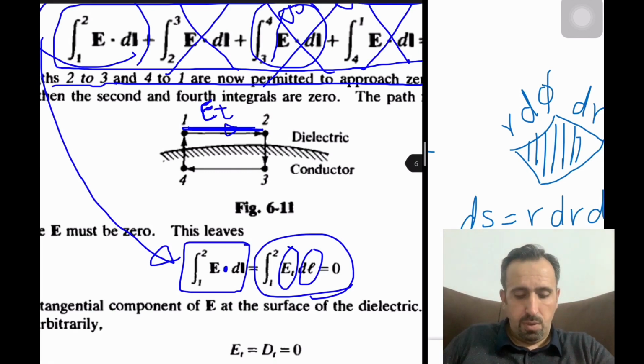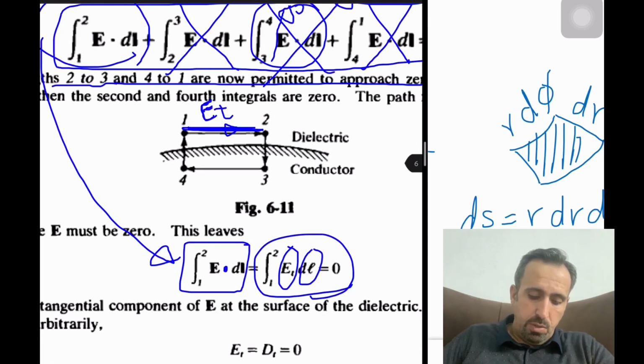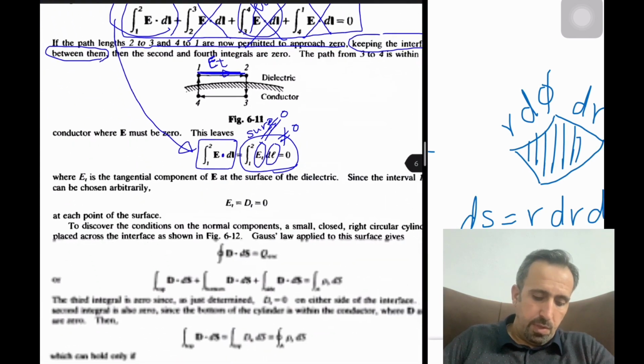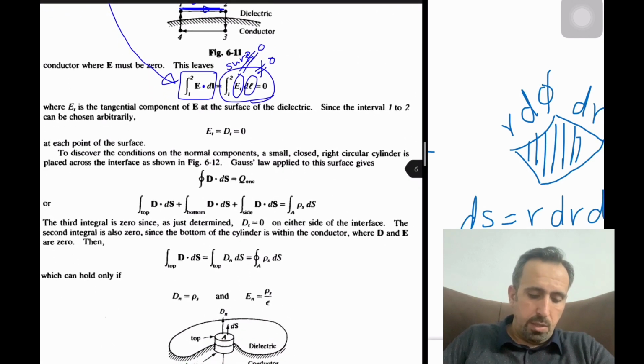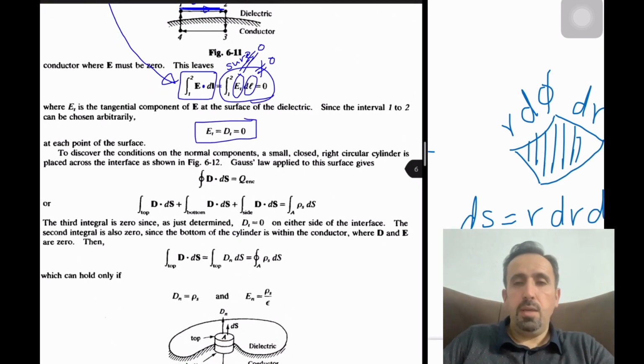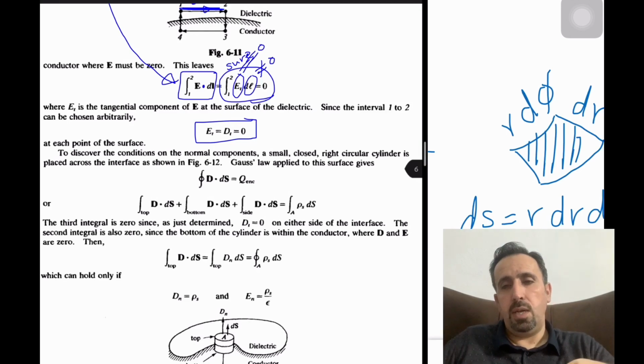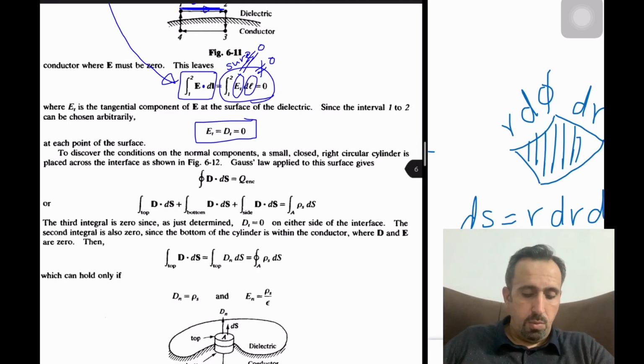Sure, dl will not be equal to 0 because we haven't assumed here that this distance is very close to 0. But if this is not equal to 0, sure the other one will be equal to 0. From this assumption and this conclusion, we can conclude that E tangential, and by the way, D tangential also, the electric field and the electric flux density both will be equal to 0.